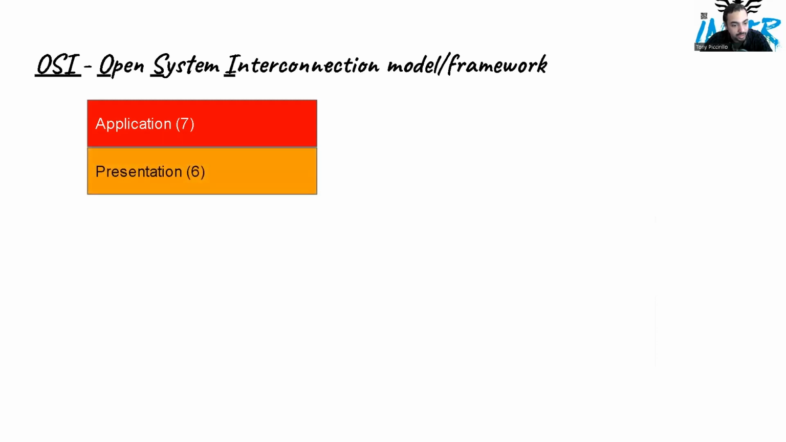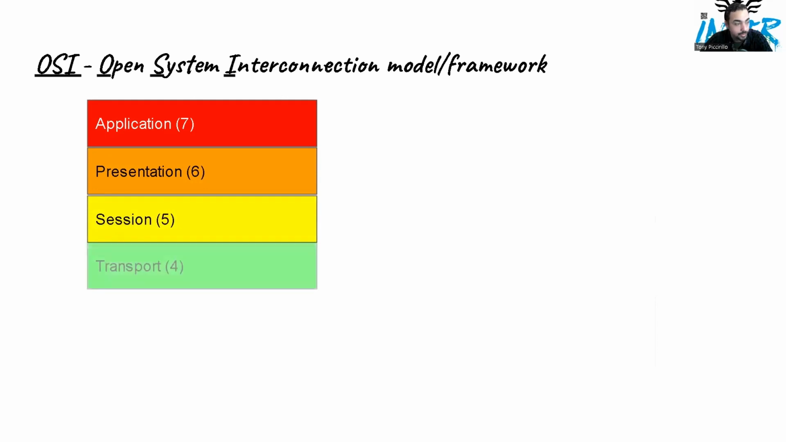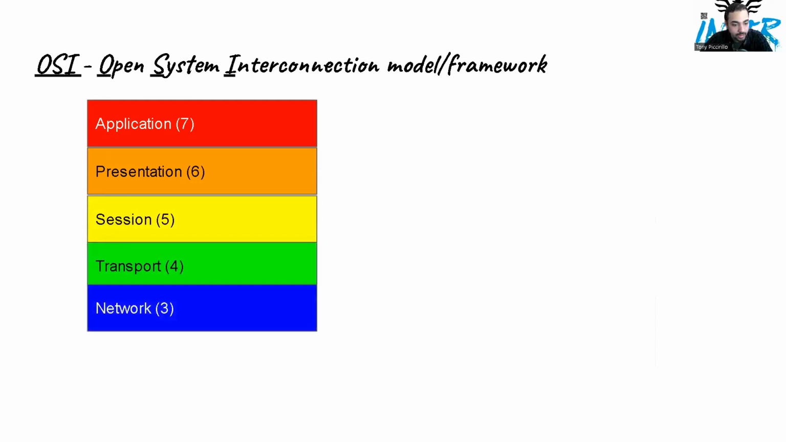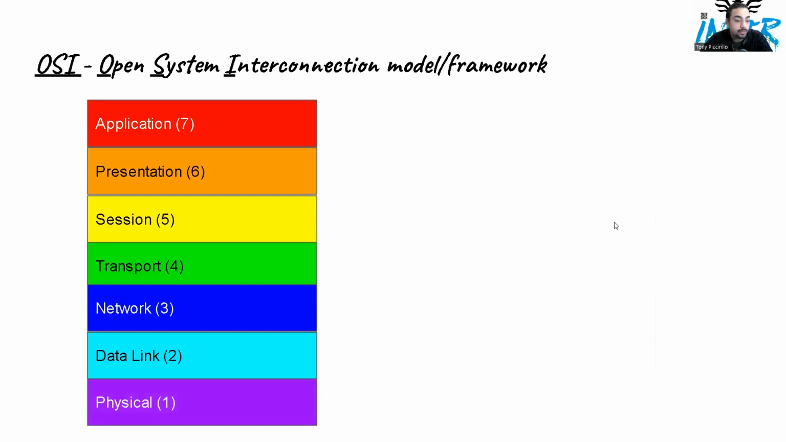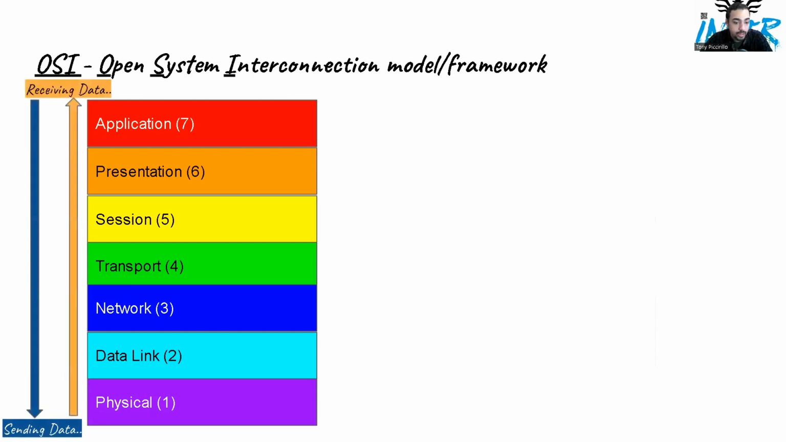Layer 6 is the presentation layer. Layer 5 is the session layer. Layer 4 is the transport layer. Layer 3 is the network layer. Layer 2 is the data link layer. Layer 1, finally, is the physical layer. So you move down layers when sending data, and you move up layers when receiving data.